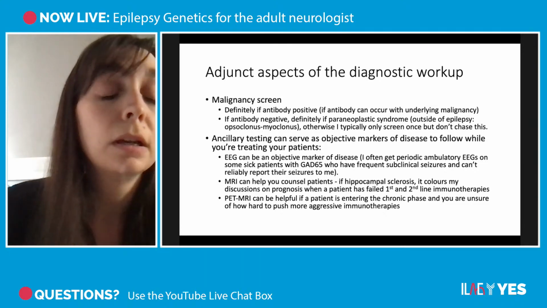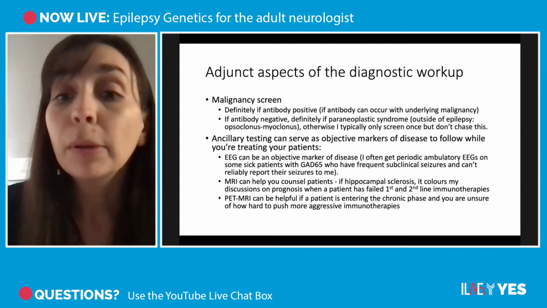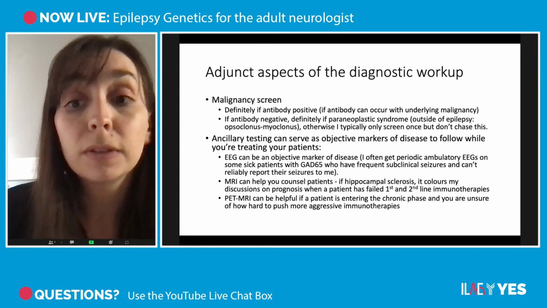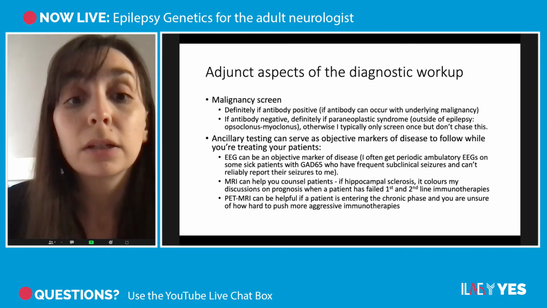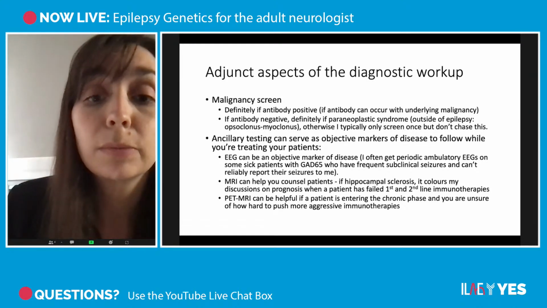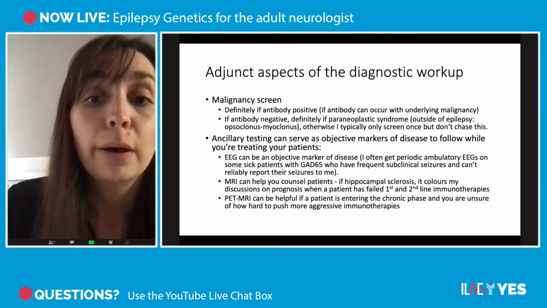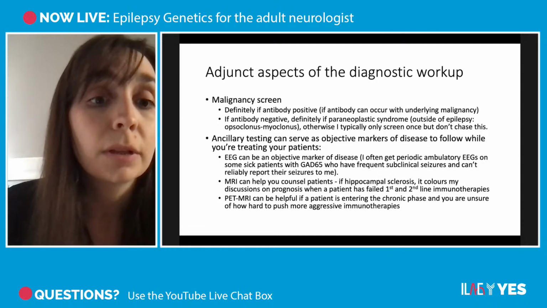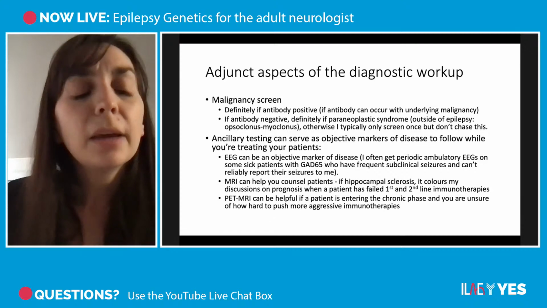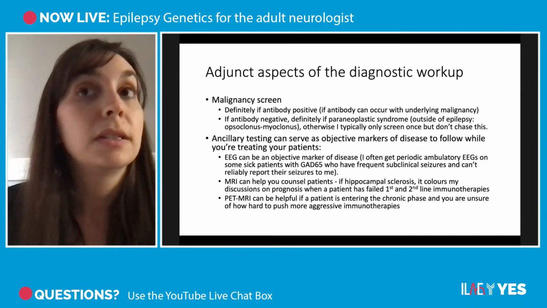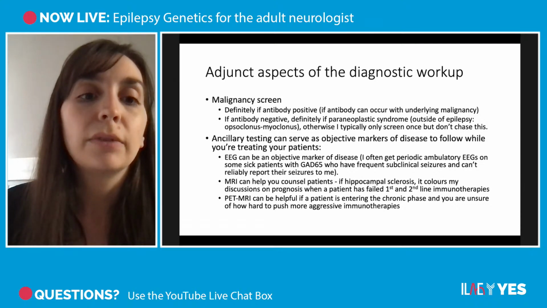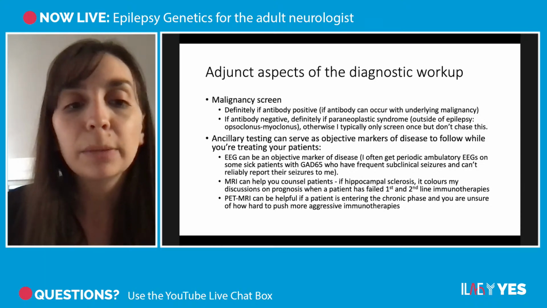So many patients with autoimmune-associated epilepsy or autoimmune encephalitis can have frequent seizures, and that can be a good objective marker of disease. So for example, I often serially get EEGs in patients with GAD65 or LGI1 who have frequent subclinical seizures, to help me get a sense of whether their seizures are as well controlled as they think. The MRI, I often get as follow-up to see if there's any evidence of hippocampal sclerosis and to see if there's any evidence of a structural cause of epilepsy.